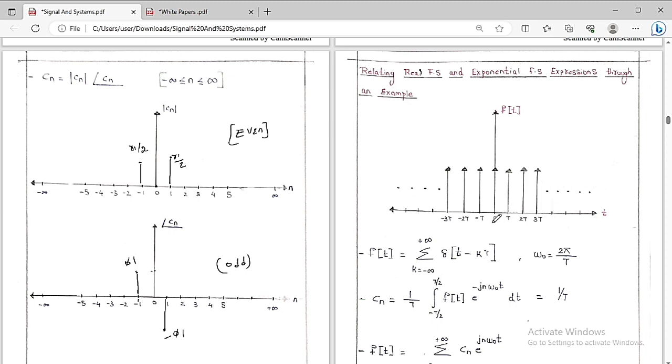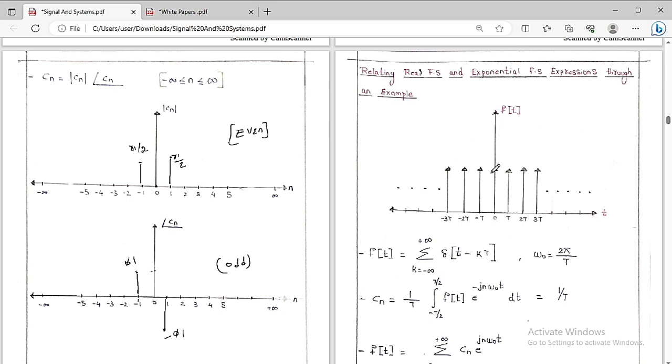So it is having a time period of T. So it is basically a periodic signal, which is basically an impulse. Now I want to write the expression for the signal in the trigonometric domain as well as the exponential domain.